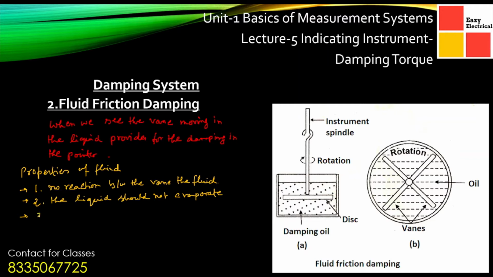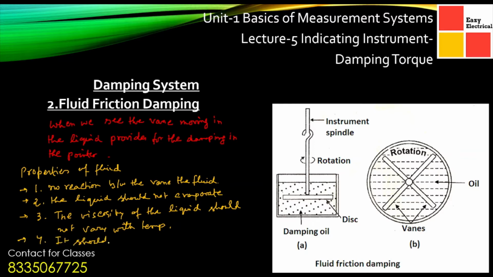Now, number three is that the viscosity of the liquid should not vary with temperature. This is one of the most important points. And one more thing is that it should be a good insulator. So these four are the main properties that have to be carried by the oil, whatever fluids we are using for the rotation of the vein inside that. Okay, so you can get the idea of the fluid friction damping.